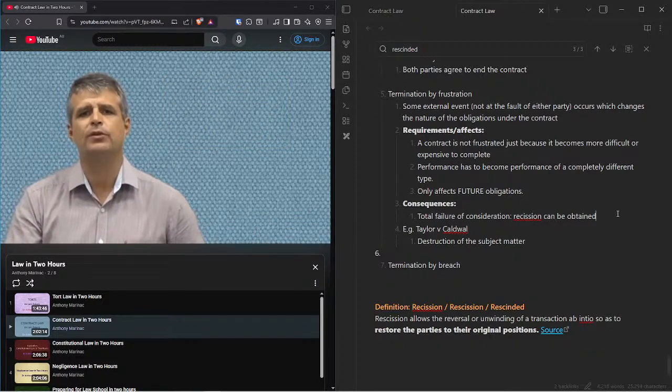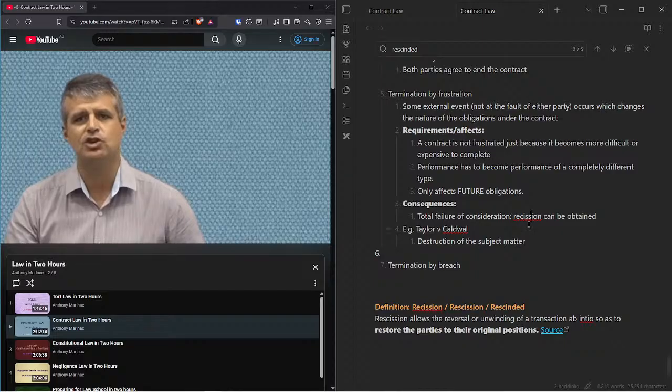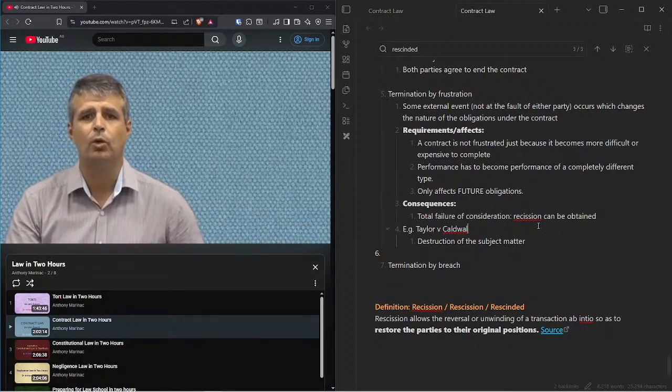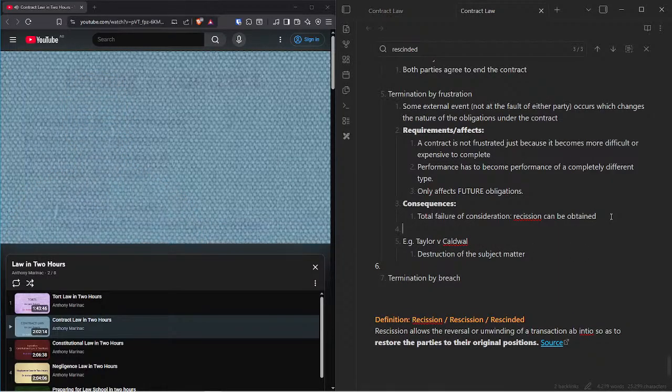Now, this, of course, can result in injustice. And in New South Wales, South Australia and Victoria, the Parliament has made laws allowing the court to try and find a fair outcome in the case of frustrated contracts.